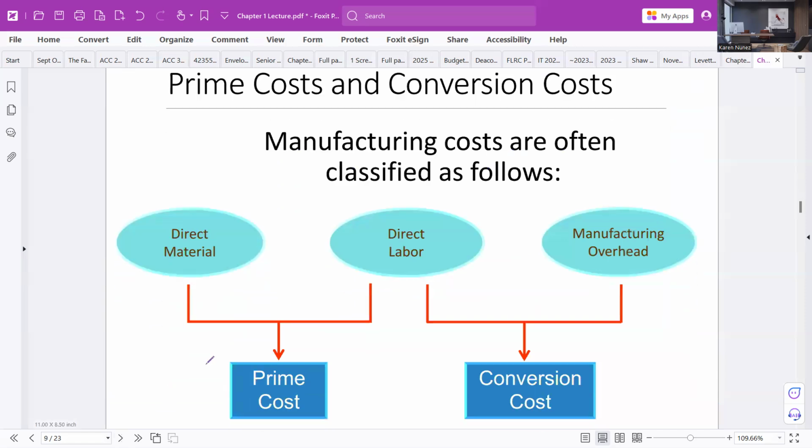And additionally, we refer to some of these direct costs, the direct material and the direct labor, as prime costs. Those prime costs, again, are key, they're integral. And then we have the conversion costs, the cost to convert those direct materials. The direct labor and the manufacturing overhead are the conversion costs, the cost to convert the direct materials into finished product.